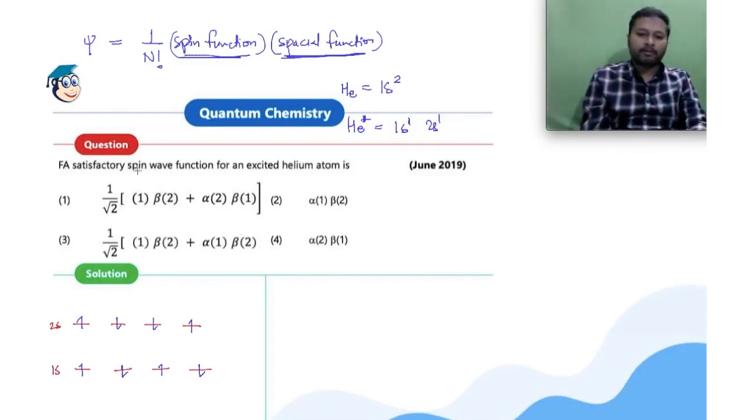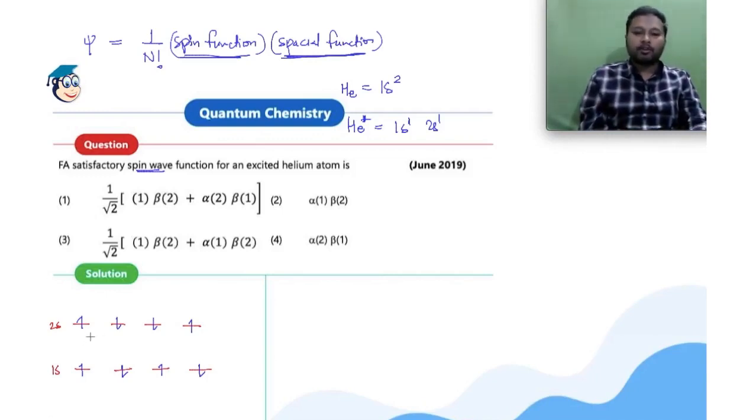Since we just have to deal with the spin part in the question, that's why I have just taken the spin part. Although you can do the spatial part as well, we don't have to do that from the question point of view. So I'm just sticking to the spin part only.